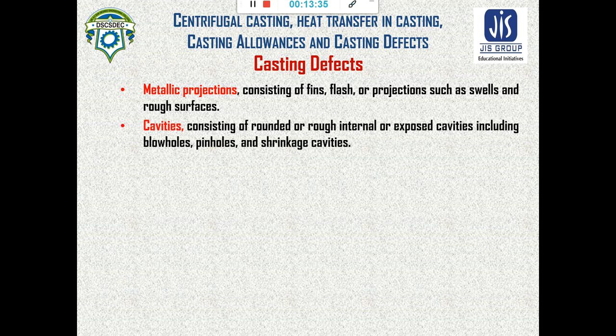Next is cavities. Cavities consist of rounded or rough internal or exposed depressions, including blowhole, pinhole and shrinkage cavity. These are the types of cavities: blowholes, pinholes and shrinkage cavity. Blowholes are mainly caused whenever a gas is entrapped in the casting. Whenever a gas is entrapped in the surface of the casting, at that time what happens?